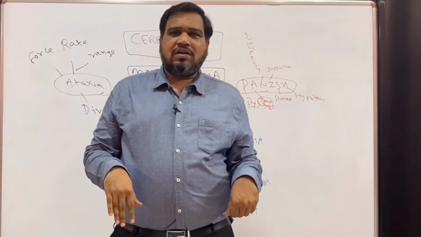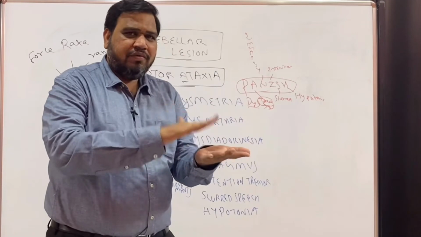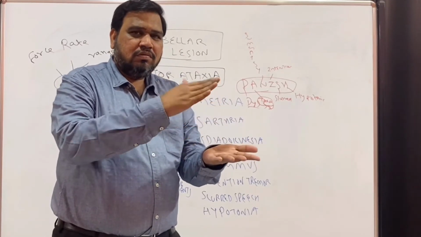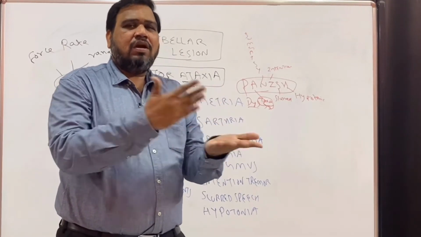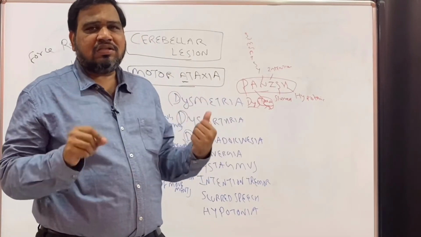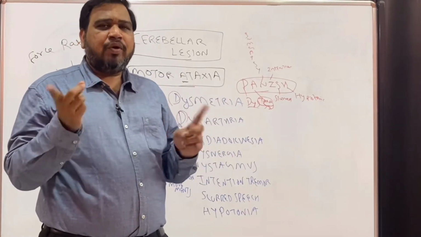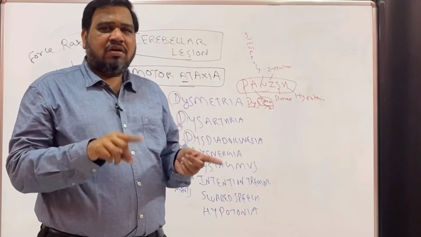If I am having a cerebellar lesion, what will happen? Prone, supine, I will get confused. So I will not be able to do it correctly. This is called dysdiadokinesia. Not able to do alternate movements fast and correctly.